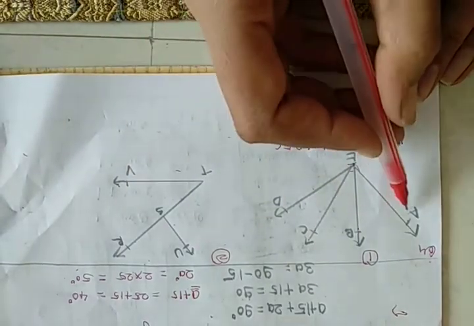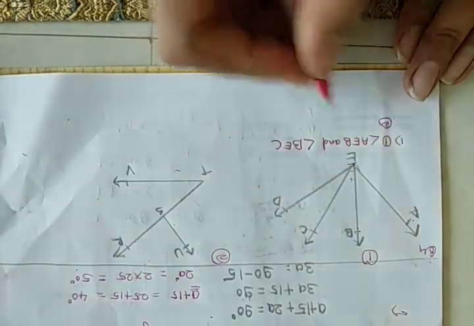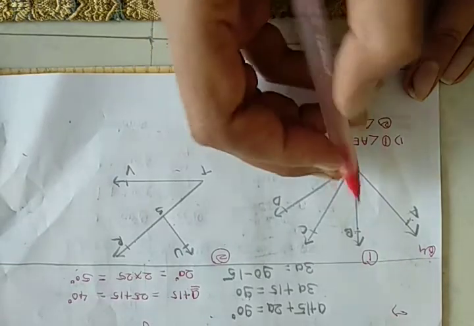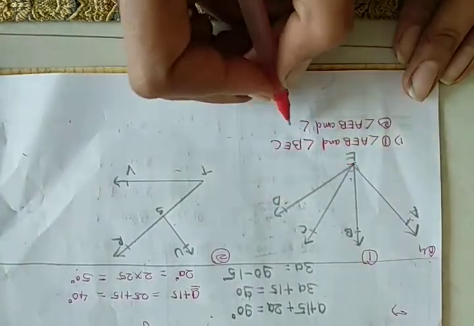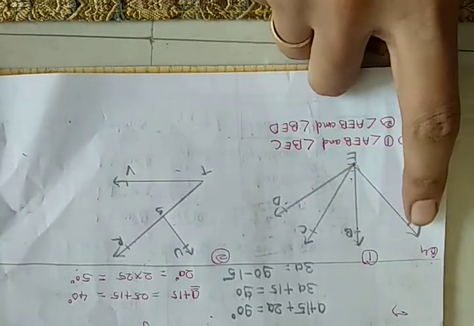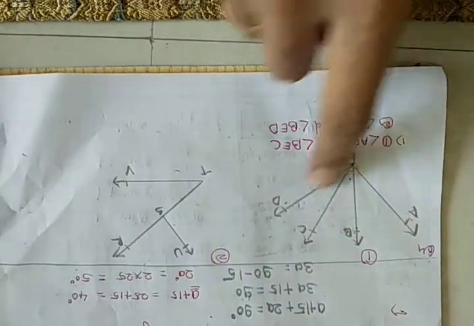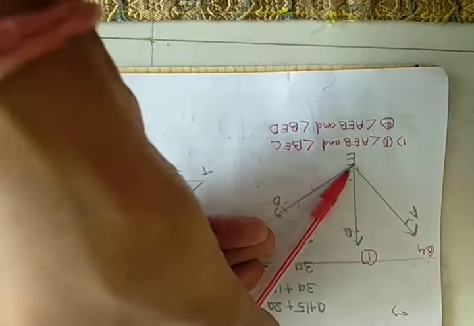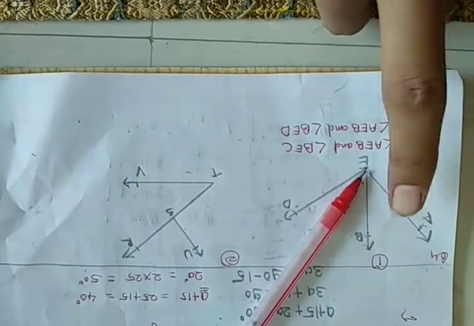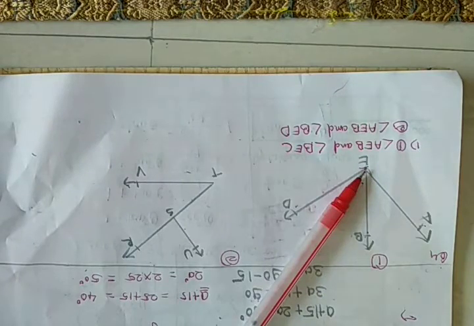The second pair is angle AEB and angle BED. These two are also adjacent angles. See, AEB and BED. These two angles are also adjacent angles because BE is a common arm and these two angles have the separate interiors.